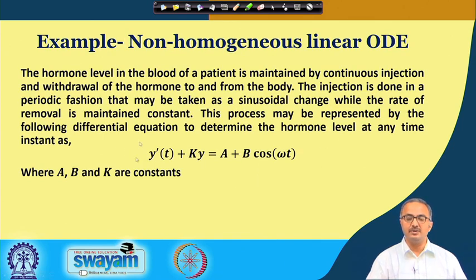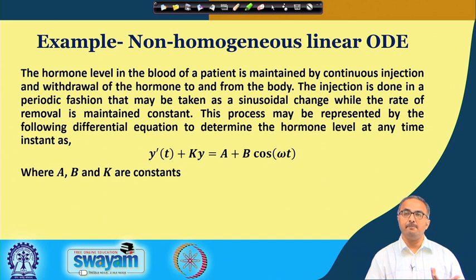Now, let us take an example of the non-homogeneous linear ODE. Here we have a question from some biotechnological applications. The hormone level in the blood of a patient is maintained by continuous injection and withdrawal of the hormone to and from the body. To balance the hormone, maybe some gland is not working properly, and you know that in our biological systems many glands are involved in secreting hormones to maintain our body activities. If some gland is not working, there will be hormonal imbalances.